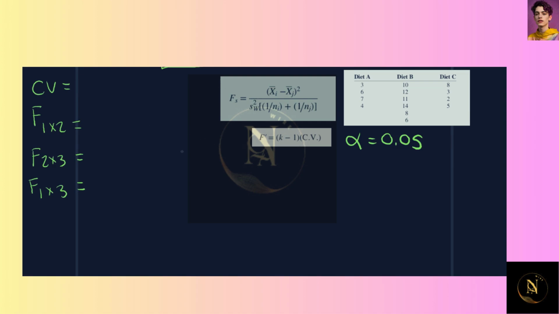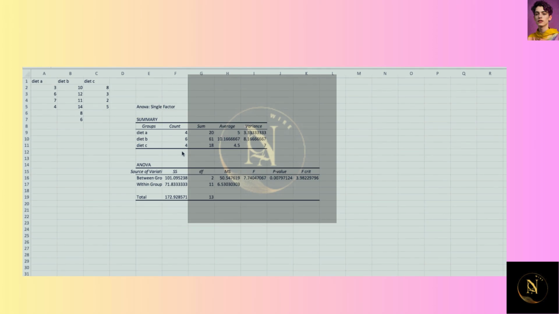I've gone ahead and entered this data in an Excel spreadsheet and also performed the ANOVA, because we are also told that we did have a significant ANOVA. So let's go ahead and calculate our critical value. Our critical value is found by taking the critical value from our ANOVA test and multiplying it by our degrees of freedom between groups.